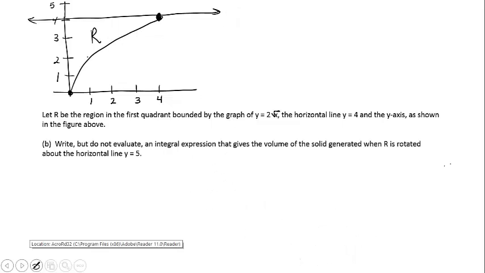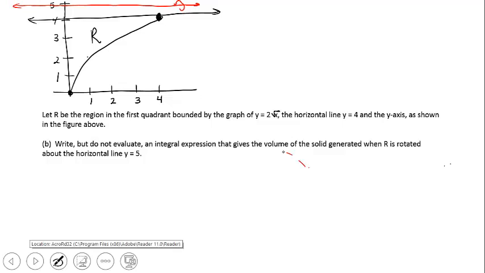Looking at the next part of this problem, it is asking me to write, but not to solve, the integral expression that gives the volume of the solid generated when R is rotated about the line y equals 5. So I'll place that line up here in red so we can start to discuss that. We're going to be rotating it about the y equals 5 line.